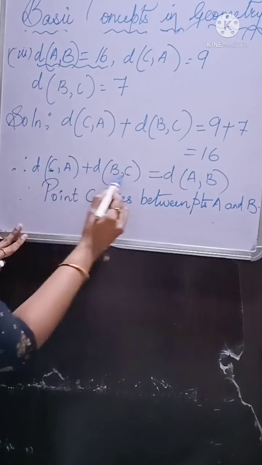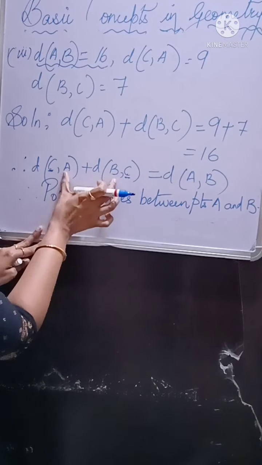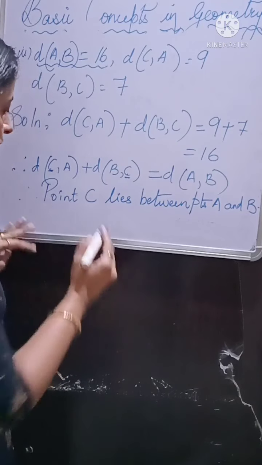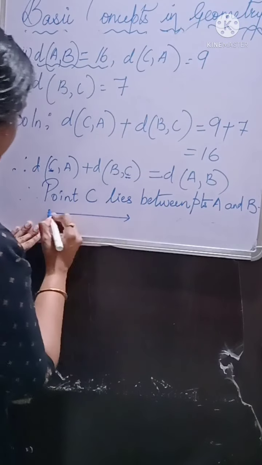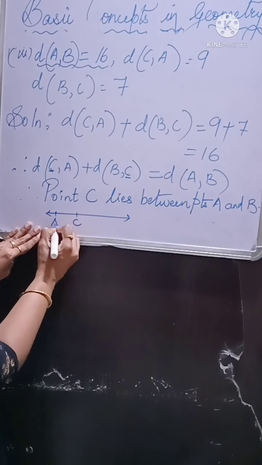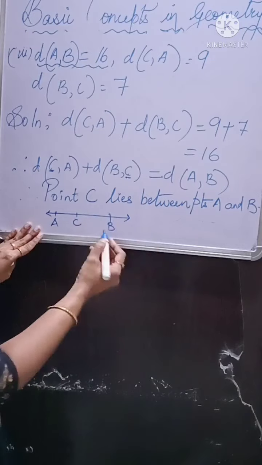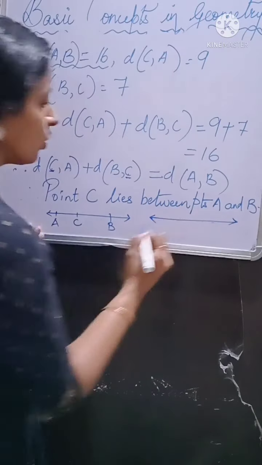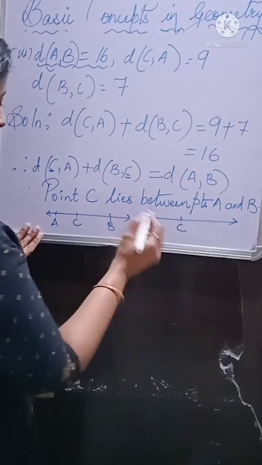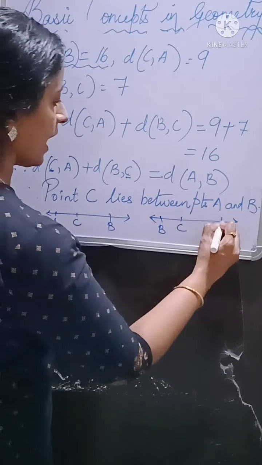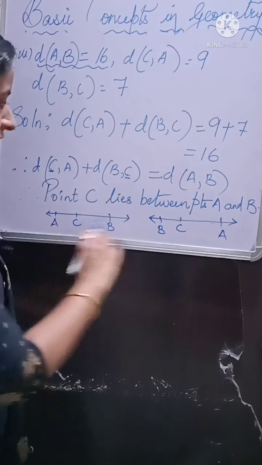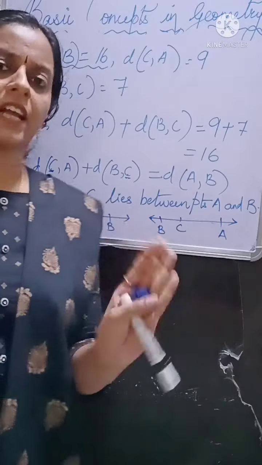C is repeated. So point C lies between, which are the other 2 points? A and B. How will you show that? With the help of a figure. You will draw a line and put C between A and B. Similarly, you can also show it this way. C again will come in between. This time I will just interchange B and A. Okay, interchange the points. If you draw any one figure, then also you will get the marks.